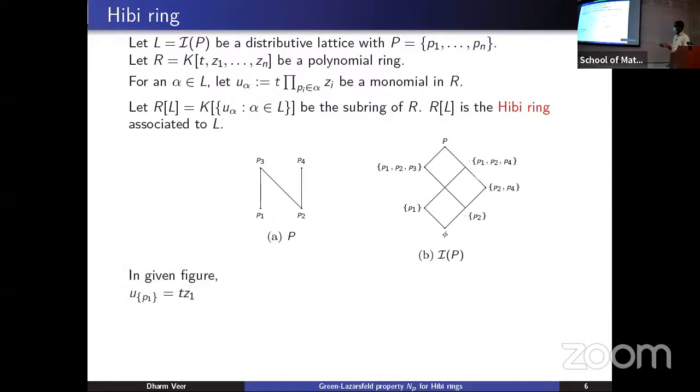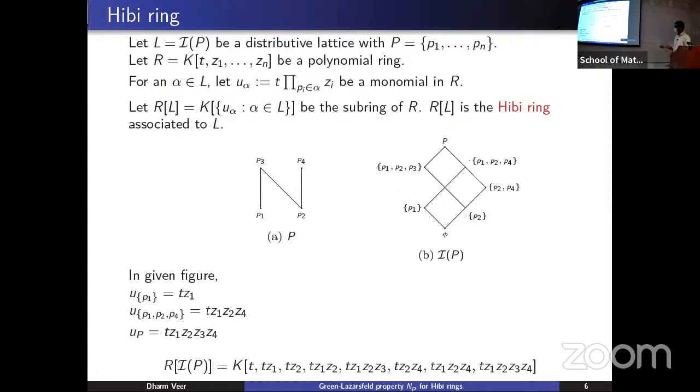So given this monomial, for each order ideal we have a monomial: associated with {P1}, we have tz1, and associated with {P1, P2, P4}, we have tz1z2z4. Associated with the whole poset we have tz1z2z3z4. We are taking the product of all variables here because P contains all the elements there. And the Hibi ring R will be actually this. So this can be easily seen from the figure.